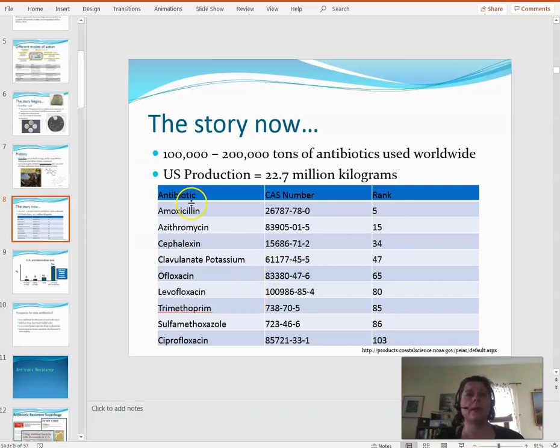So some of the ones that are on here are some of the most popular ranked ones, ciprofloxacins. These are some of the most common ones. Here's the CAS number, which is a chemical number, and then here's their rank of how they're being produced.